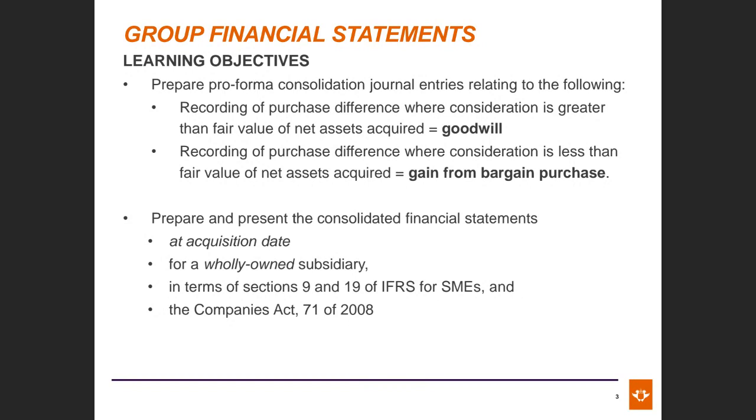Okay, then we are going to be preparing and presenting the consolidated financial statements at acquisition for a wholly owned subsidiary. We are going to be doing this in terms of Section 9 and Section 19 of IFRS for SMEs. And then we're also going to be doing this while considering the Companies Act. Okay, so those are our learning objectives. It sounds complicated, but as we go through it, you will see that when we do the examples and break it down, it's not too complicated at this level, but the next lecture will get a bit more complicated.